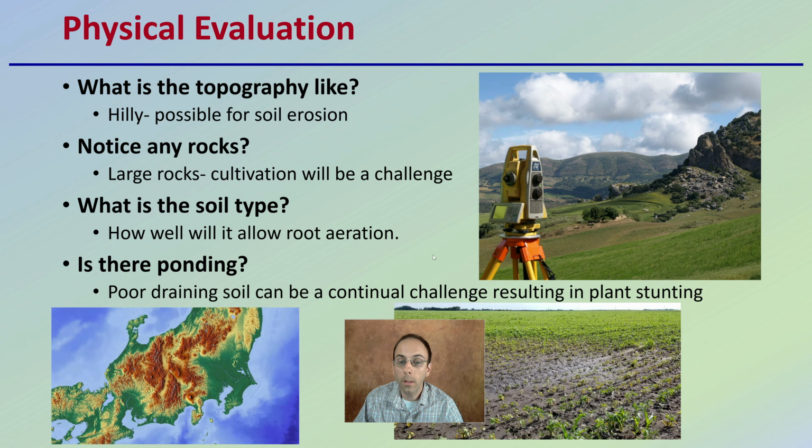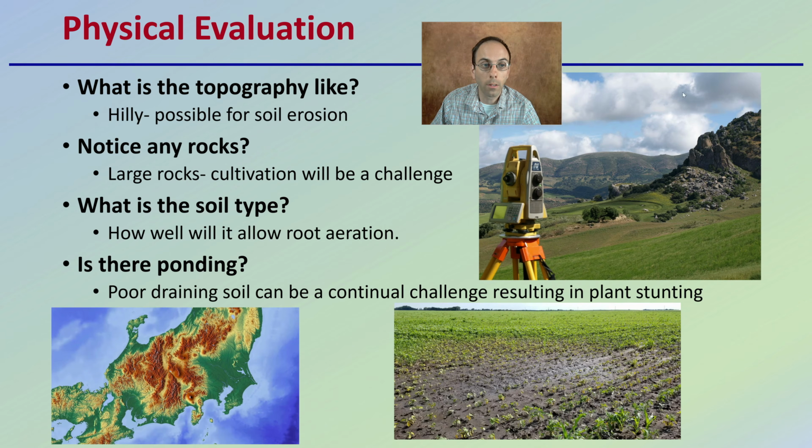So you're going through a physical evaluation of the area. What's the topography like? Is it very hilly? Because that could be a sign of possible soil erosion. Do you notice any rocks? Any large rocks? Because cultivation could be a challenge for weed control or even just initial planting.